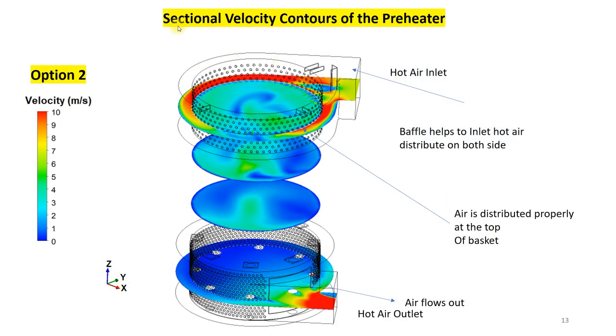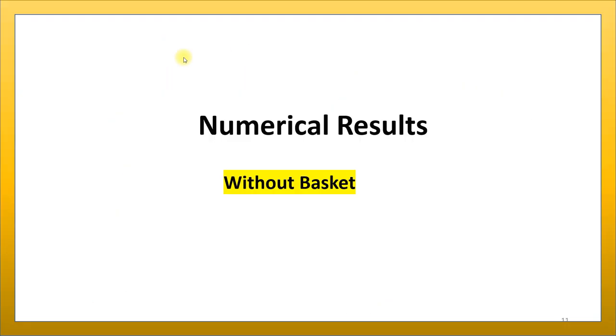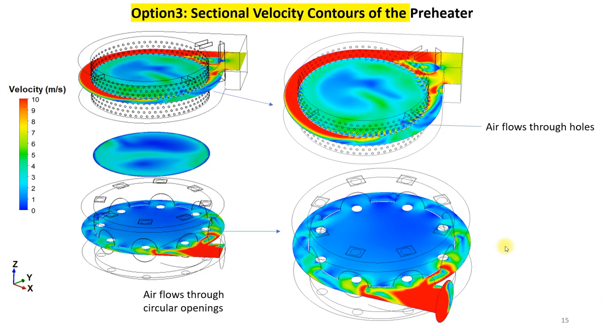And here I have presented the CFD result. Similarly, we can understand the velocity distribution at the top section and bottom section. The inlet air is distributed from both ways in the annular passage, then it flows radially. Here you can see air is distributed properly because of the perforated plate, then it flows to the bottom, then it passes through this bigger circular hole.